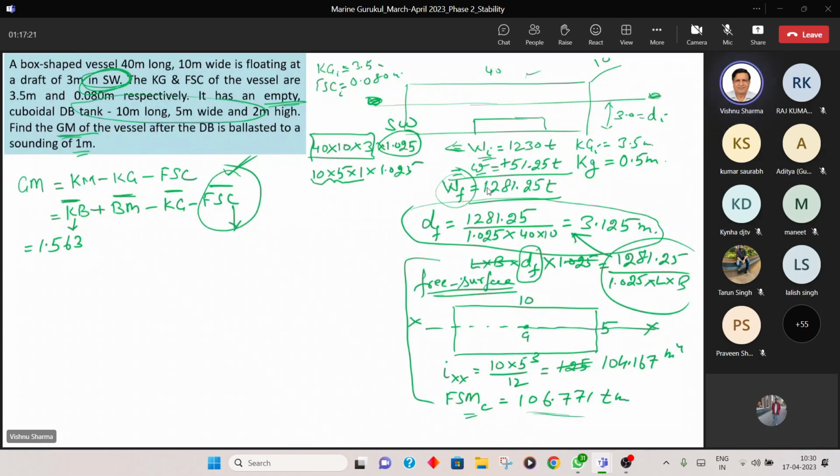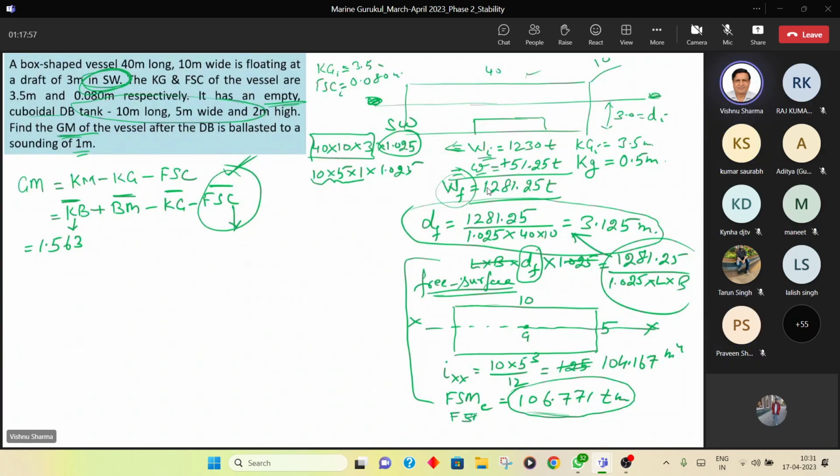What have we done? The tank was initially empty. Then we partly filled it up. The tank has a free surface. The free surface will be a rectangle because it's a cuboidal tank. Dimensions of the free surface will be 10 into 5. Geometric center of the free surface will be at G. We drew a horizontal axis. IXX is 10 into 5 cubed by 12, multiplied by the density of the tank content. This gives you the FSM caused. Is that clear, guys?